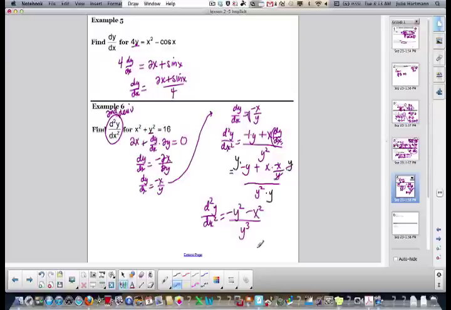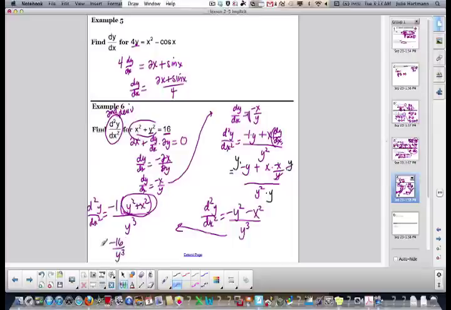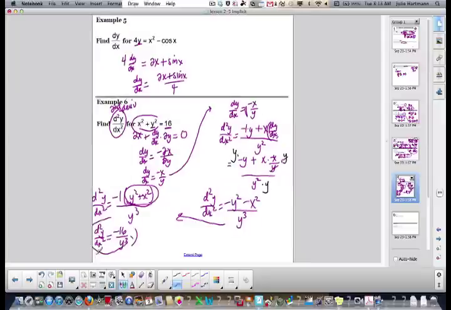Okay? Now, I will tell you this. If you get this answer on a multiple choice, what could happen is you can factor out a negative 1 on the top to have y squared plus x squared all over y cubed. And if you look back at the problem, x squared plus y squared equals 16. So that answer would be negative 1 times 16, or negative 16 over y cubed. And that is your second derivative. That's how it would be given to you. So you just want to be careful that you make all the substitutions that you can.